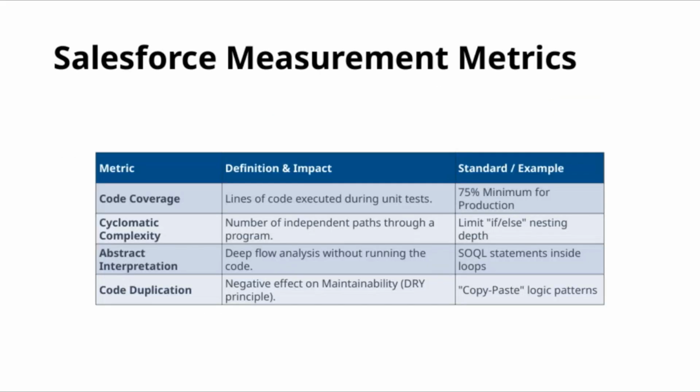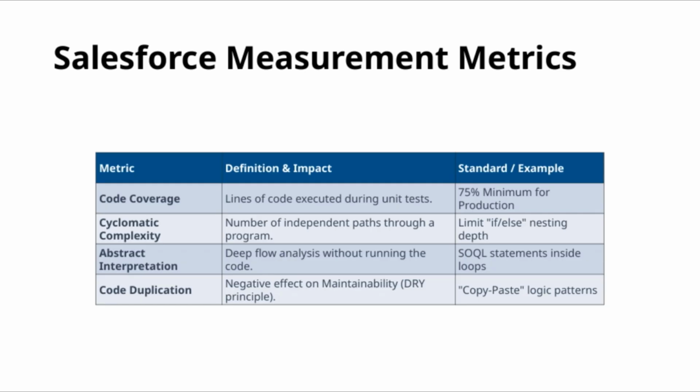When we talk about Salesforce measurement metrics, we're looking at key ways to keep our code clean and efficient. Code coverage tells us how much of our code is actually tested, aiming for at least 75% before going live. Cyclomatic complexity measures how many different paths our code can take. We want to avoid deep nesting that makes it hard to follow. Abstract interpretation digs into the flow without running the code, catching issues like SOQL queries inside loops. And finally, code duplication reminds us to stick to the DRY principle.